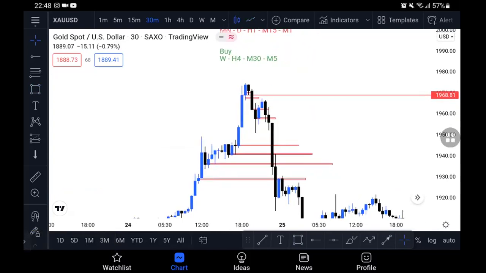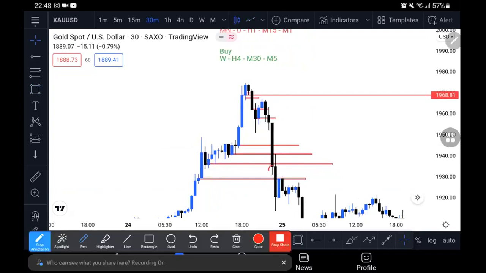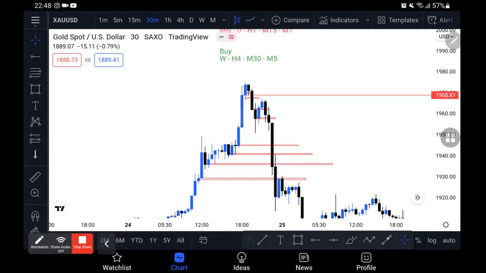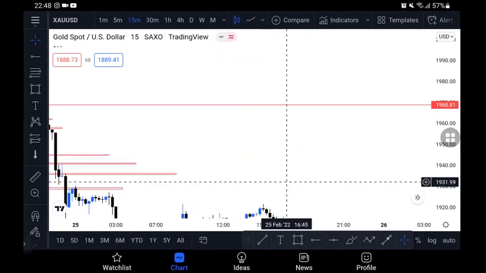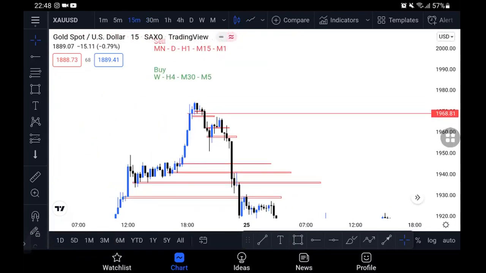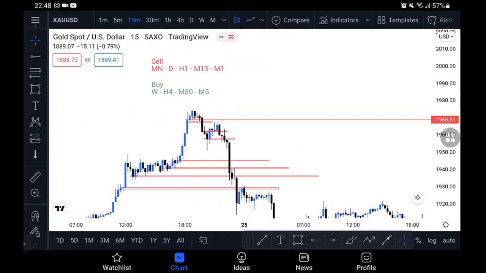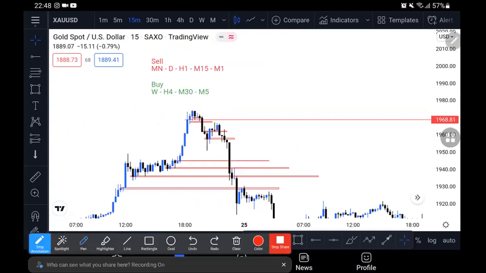See, at this level, when it breaks out, it gives the re-entry over here. Breakout M30, looking for entry at M15. So at M15, slow. M15 or M5? M15, because we are selling. Yeah. After the bias is broken, we look for it.